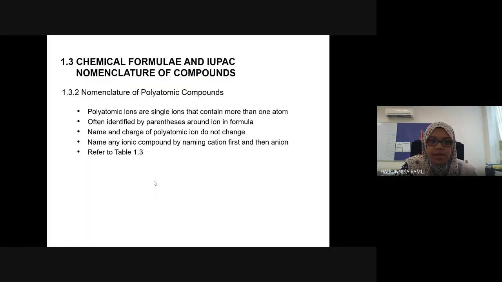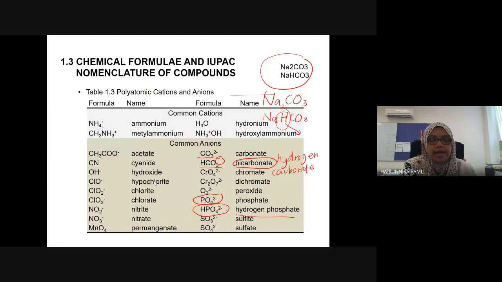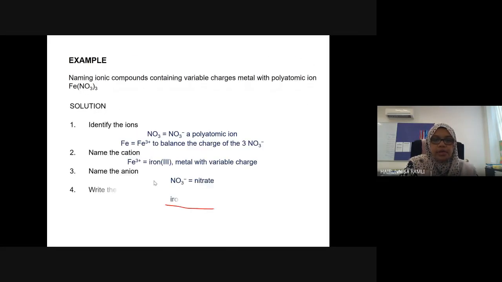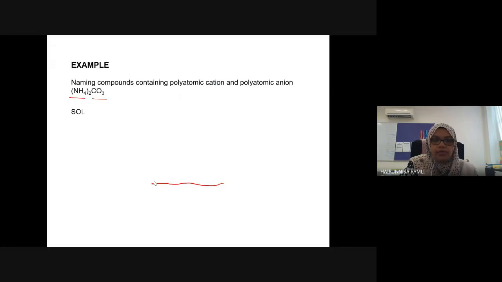So macam mana you nak ingat this one? Ini eh, yang slide ni. So you kena ambil tahu, kalau nak tanya kena ingat ke? Kena ingat lah. Kena ingat nama, kena ingat charge, kena ingat berapa oksigen. So how to memorize all of this? Okay, saya ada cara dia lah. Terpulang if you want to follow or not.